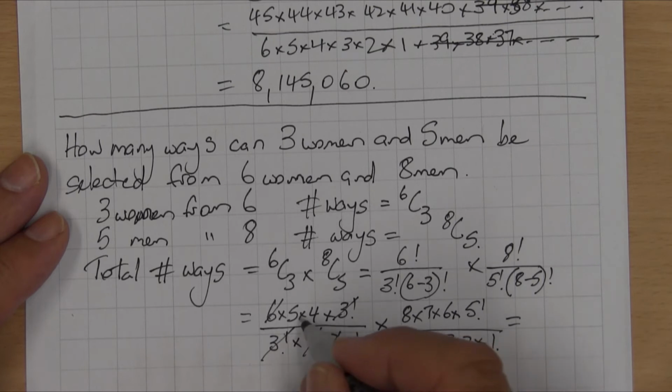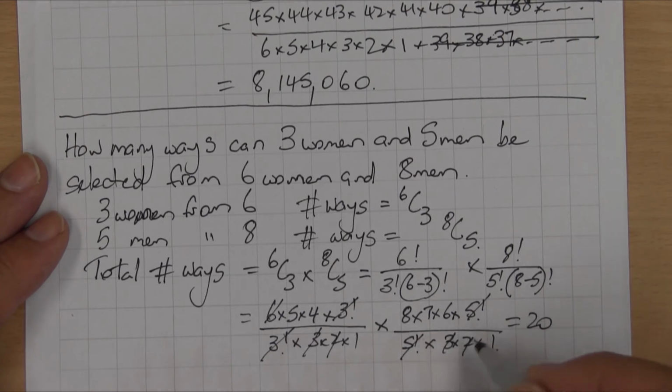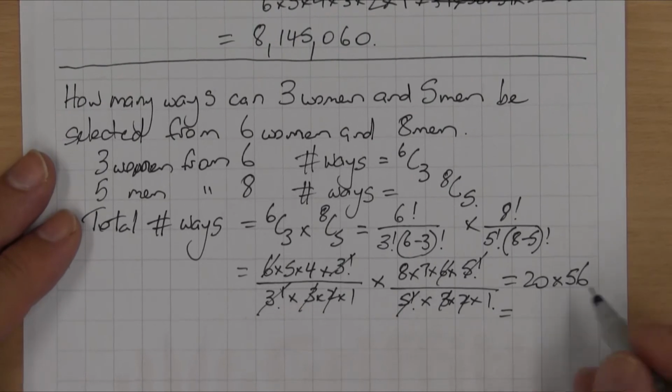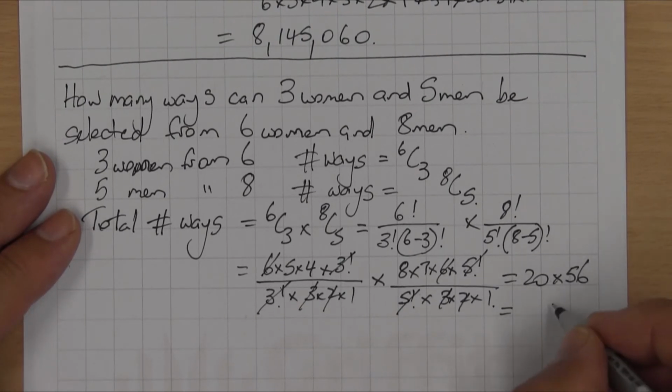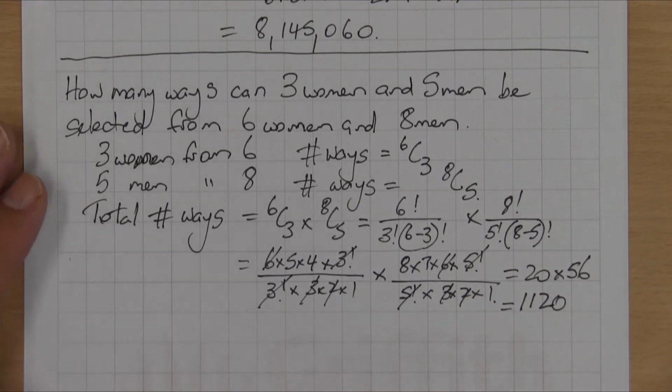So that'll be equal to 5 fours are 20 times, now what's going to cancel here, 5 factorial, and 3 times 2 is 6, so 8 sevens are 56. And I think we multiply that out, we're going to get the 0 will go at the end, and we'll get 112, so it'll be 1,120 ways. So that's the number of ways we could choose 3 women from 6 and 5 men from 8 men.